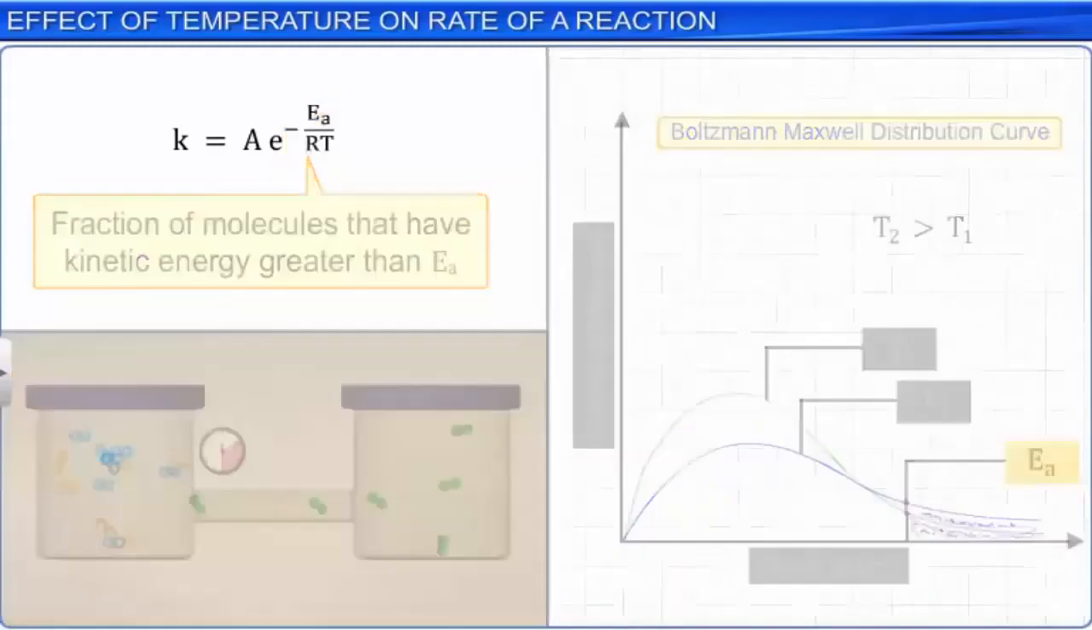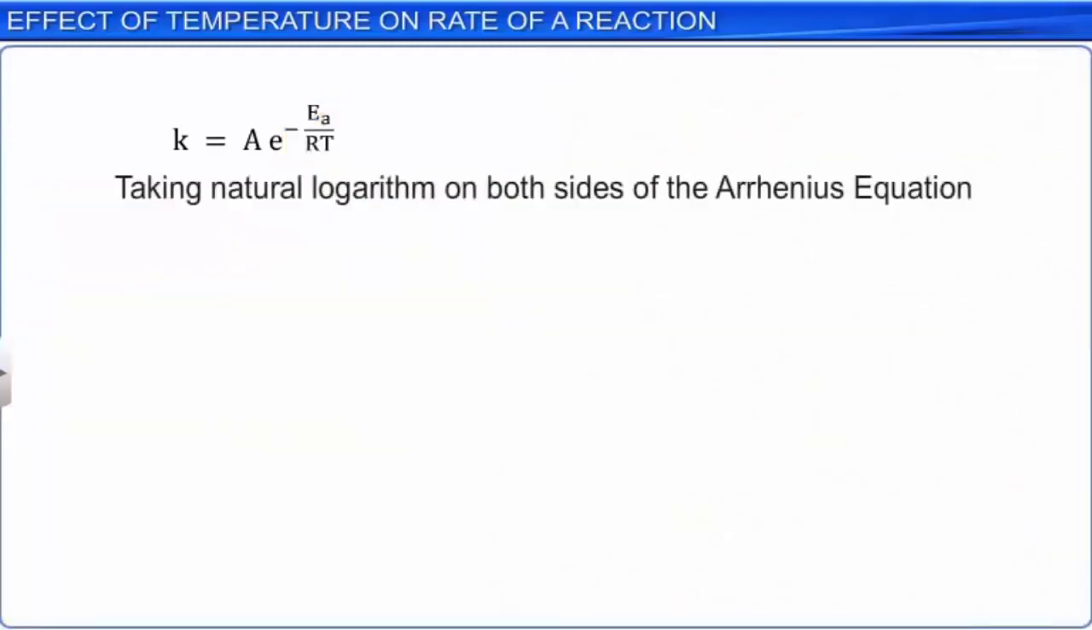Taking natural logarithm on both sides of the Arrhenius equation, we get log to the base e of k is equal to minus EA by RT plus log to the base e of A. Let this be equation 1.